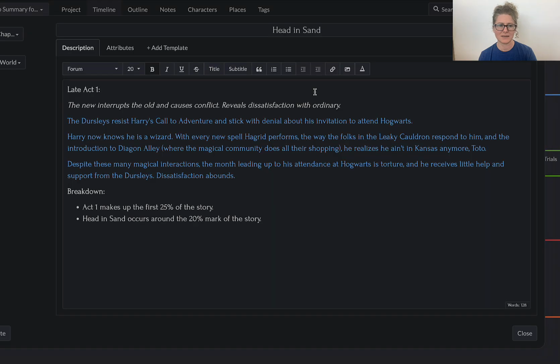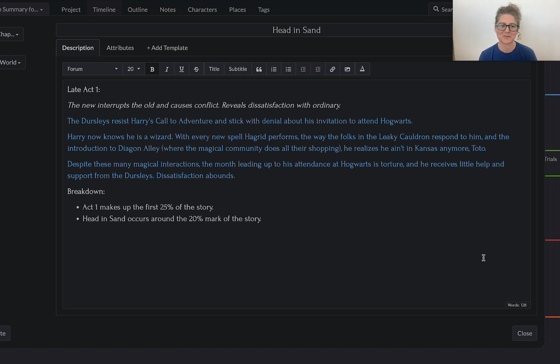Chapter 5 is Head in the Sand. The new interrupts the old and causes conflict, reveals dissatisfaction with the ordinary. The Dursleys are really the ones who resist Harry's call to adventure, that external call of joining the wizarding world. And they stick with denial about his invitation to attend Hogwarts.